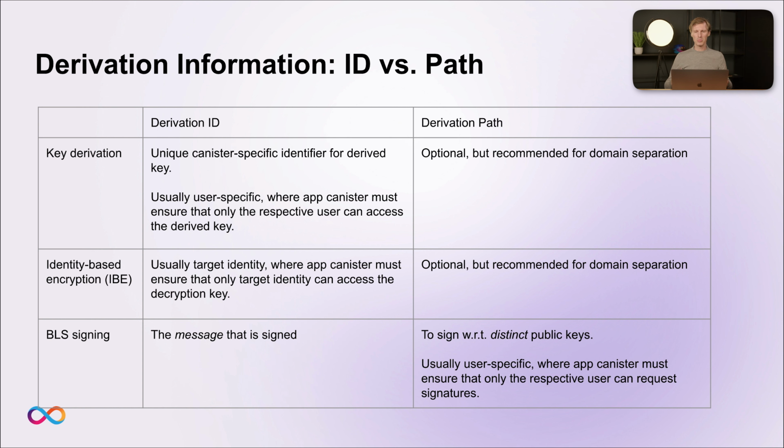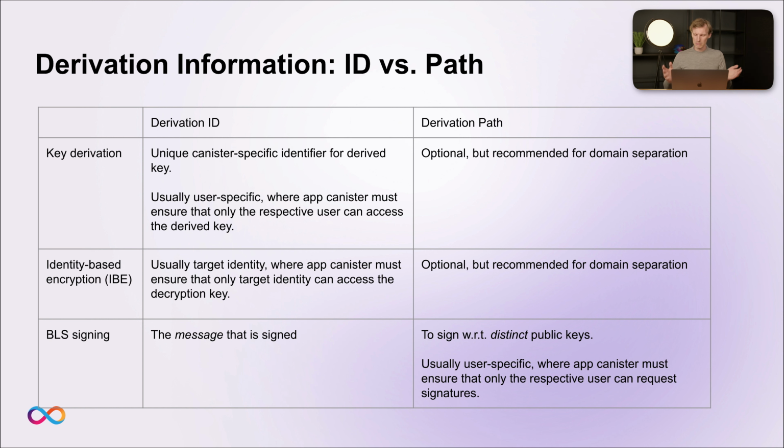So if you use this API to actually create a BLS 12-381 signature. For the other use cases, the derivation path is not really needed. However, we do still recommend to use it for proper cryptographic hygiene. And in particular, for key derivation, the derivation ID is typically a unique canister-specific identifier for the key that you want to derive.